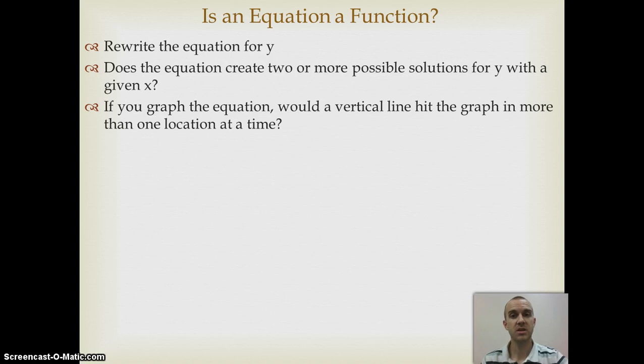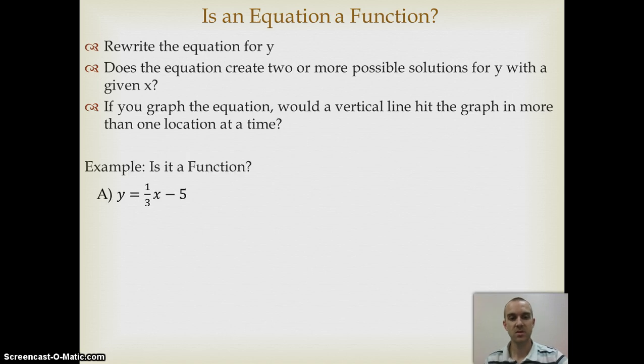So how do I tell if an equation is a function? What I want to do is rewrite it for y, and look and say, for every y, does it create more than one possible solution when I have the specific x plugged in? Or I could also graph it and say, when I graph it, does a vertical line hit the graph at more than one location? So let's look at both of these methods.